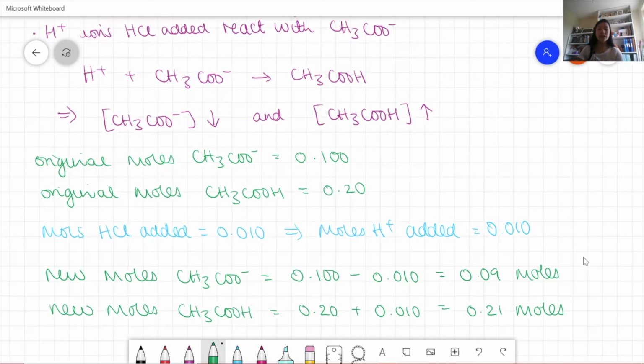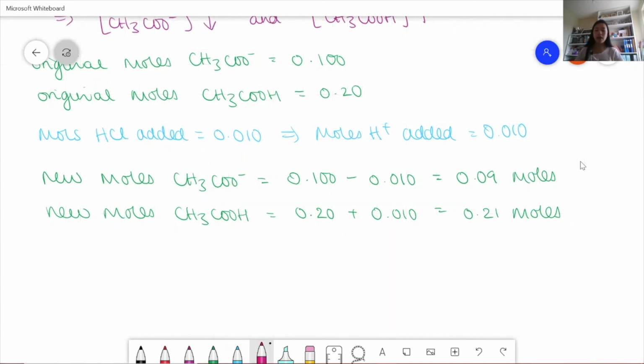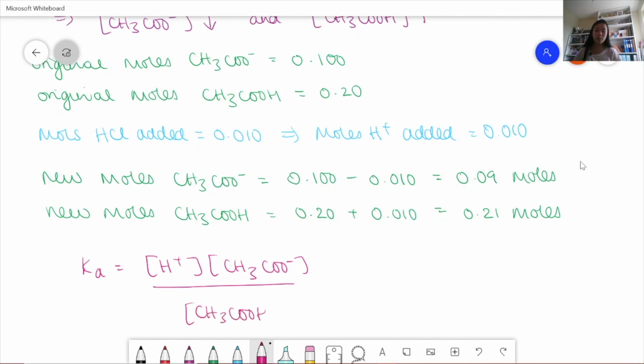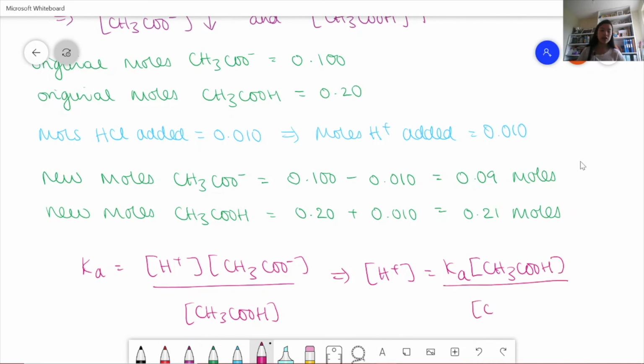And now what we do is we use the Ka formula. So we have that Ka is equal to the concentration of H+ times the concentration of CH3COO- divided by the concentration of ethanoic acid. Rearranging this, we can find the concentration of H+ ions. We get that the concentration of H+ ions is equal to Ka multiplied by the concentration of ethanoic acid divided by the concentration of the ethanoate ion.